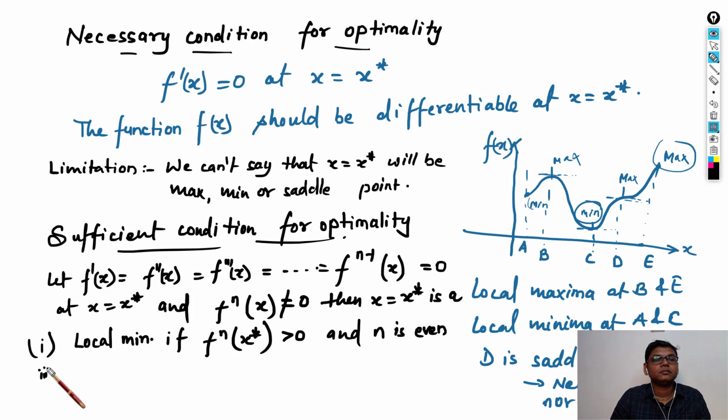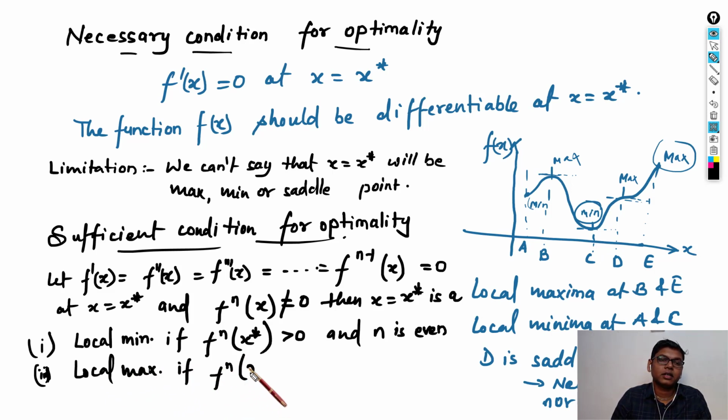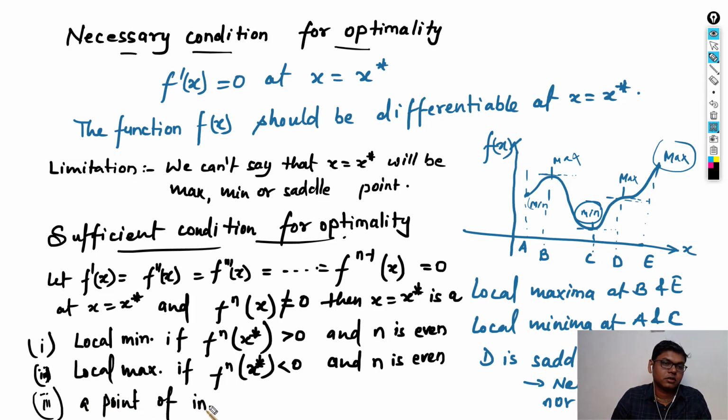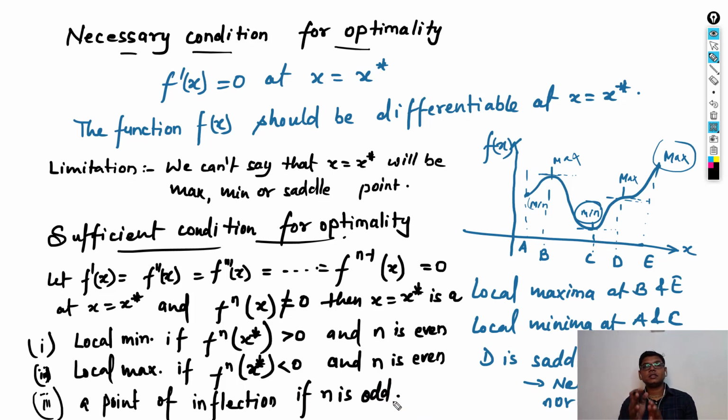Second, it will be local maxima if f n x star is less than 0 and n is even. n has to be even, then only we can tell it is maxima or minima. But what if n is odd? Then it is a point of inflection when n is odd. So this is the sufficient condition of optimality.